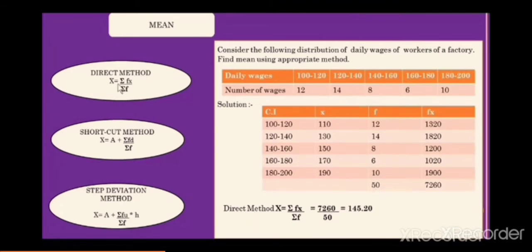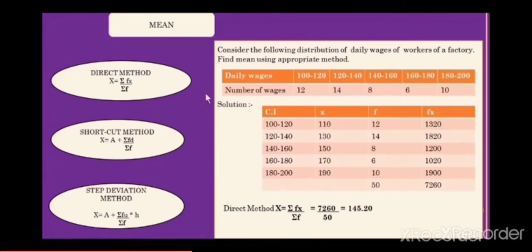And then the direct method formula is sigma fi xi by sigma fi. So sigma fi xi is 7260, divided by sigma fi, which is 50. So 7260 divided by 50, if we do that, you will get the answer 145.20. That is the mean for the grouped data, and this is the direct method.